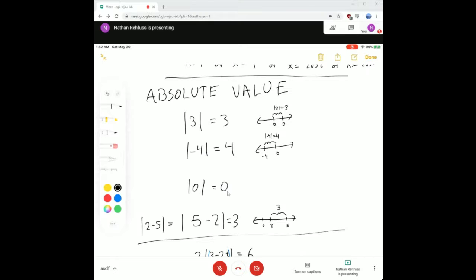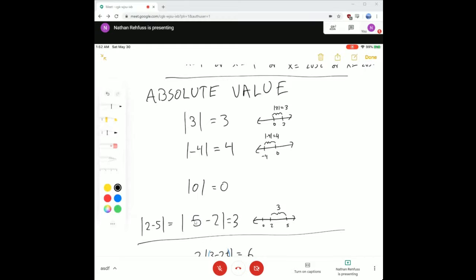Now, another sense in which absolute value means distance. So absolute value, if I plug in a positive number, I get that number back. If I plug in a negative number, I just get the opposite. So the absolute value of negative 10 is 10 because it's 10 units away from 0. Or the absolute value of 2 is 2 because that's how far 2 is from 0.